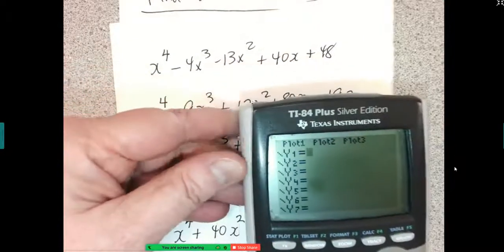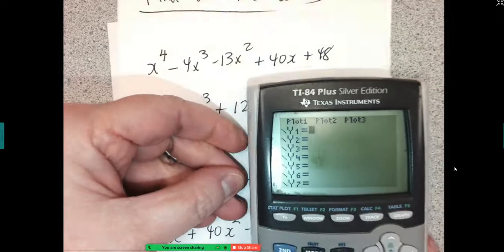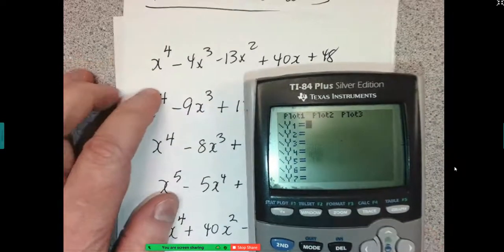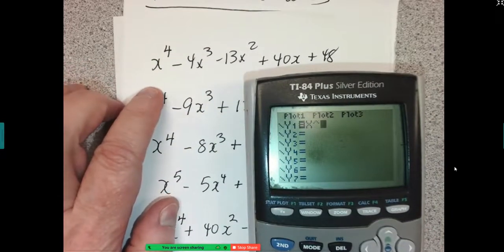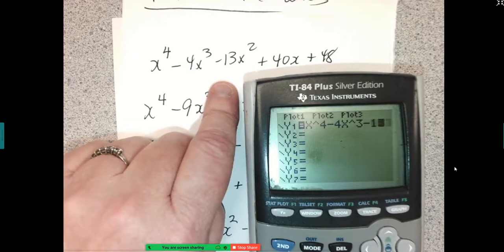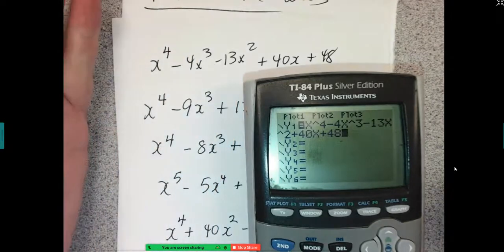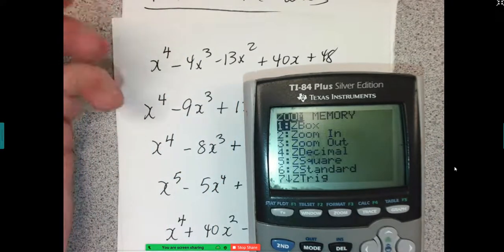I'm trying to get it to where there's not any glare. It's hard to do. Okay, put it there, it should do. So I've got x to the fourth minus 4x cubed minus 13x squared plus 40x plus 48.